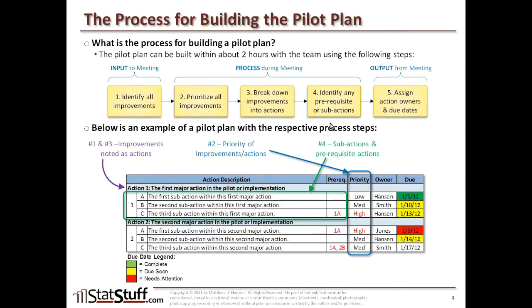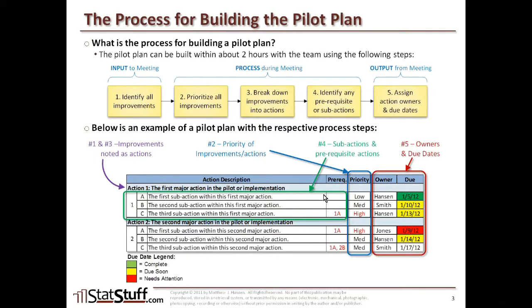And then for the 4th item here, identifying any prerequisite or sub-actions, that's within here where you might specifically identify a prerequisite, where here in this example you can't get this action 1C performed until action 1A is complete. So that's where you might track any kind of prerequisite actions if there's any that are relative like that.